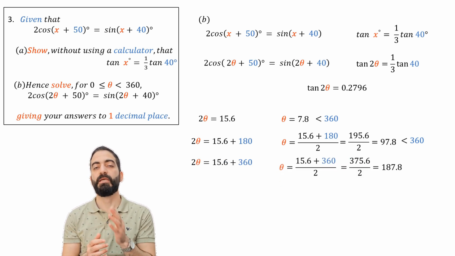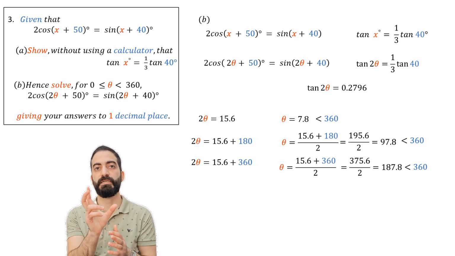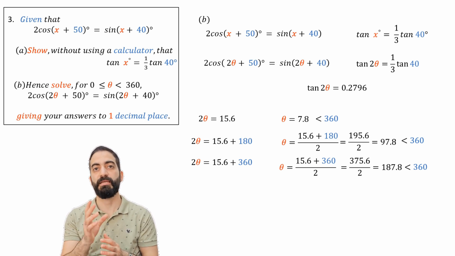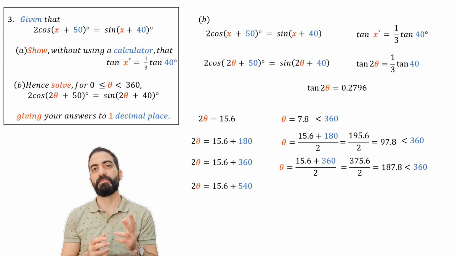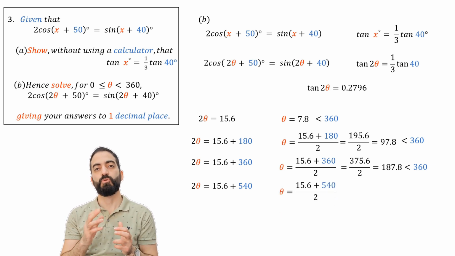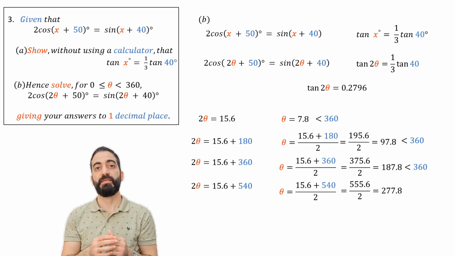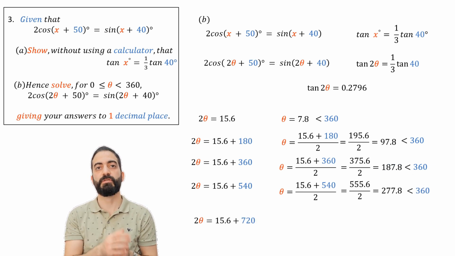equal 187.8, and this number applies to this condition, so between 0 and 360. And again we add 3 times 180, so equal 540, and we get that θ equal 277.8, and this number also applies to this condition.